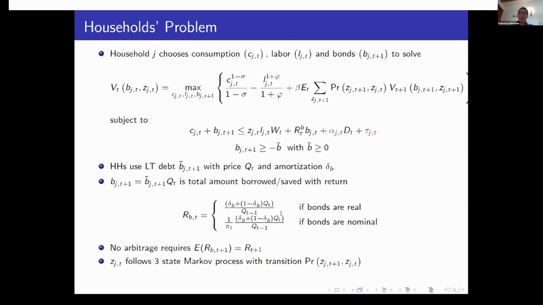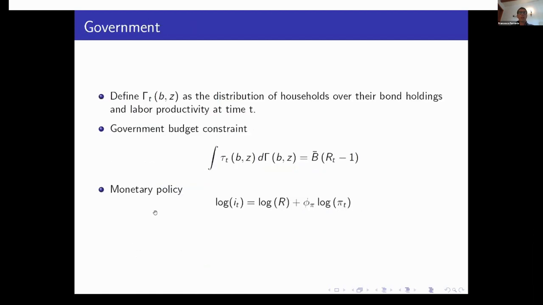So as in the mechanical balance time. In this case, if delta is equal to 1, we have that Q is equal to 1 over R, where R is the real rate. So we can play with this delta to see how things change when we go back to the 1 period debt. And the standard arbitrage condition requires that the expected return on bonds is equal to the real rate. And as standard in this model, the idiosyncratic income process follows a Markov process with a given transition probability. So again, this is very standard. The main difference is the return on long-term bonds. The rest of the model, I will go over it very quickly.